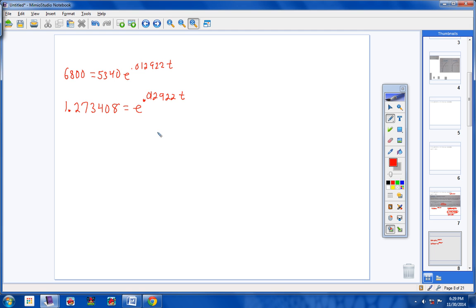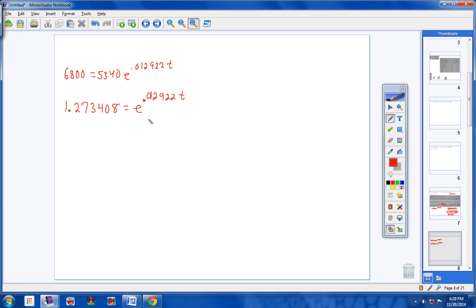Now, students, remember, if you can write both sides with the same base, you need to do that. We can't write both sides with the same base. There's no way we can do that. This is a base of 1.273408. This is a base of e over here. There's no way. So remember what to do.